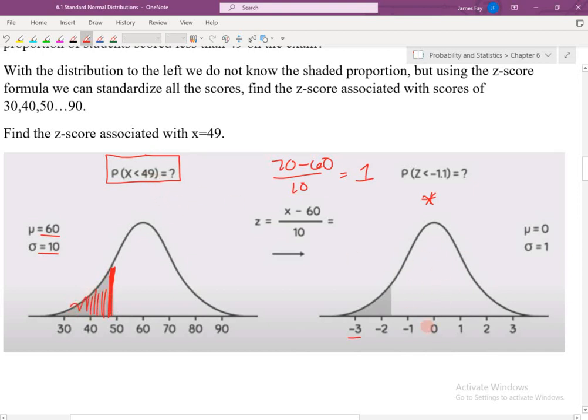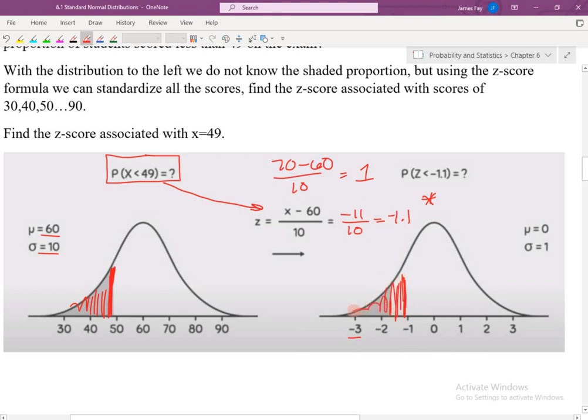Well, 49 is not over here. 49 is no longer a value because we standardize things, right? So that specific score of 49 also needs to be run through here, and I need to find a z-score. So if I put 49 in here, I get 49 minus 60 gives me negative 11, divided by 10 gives me negative 1.1, right?